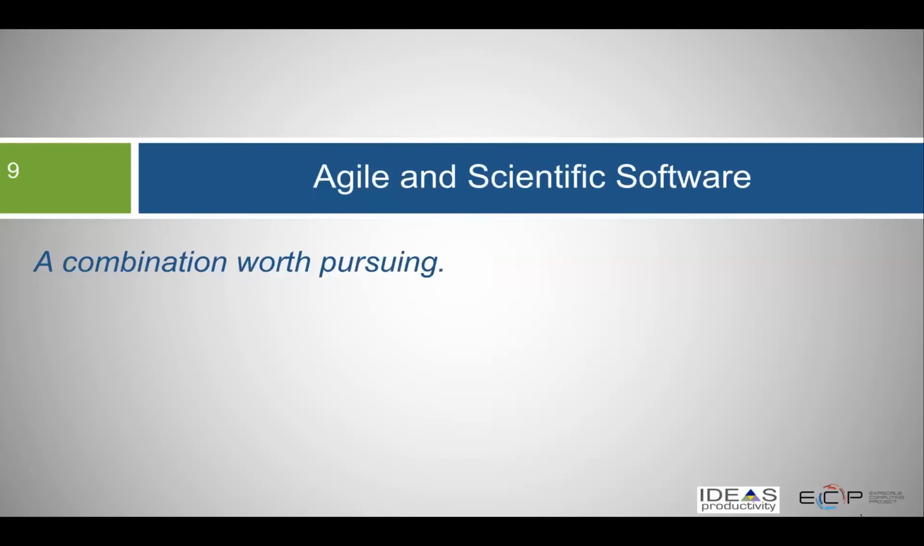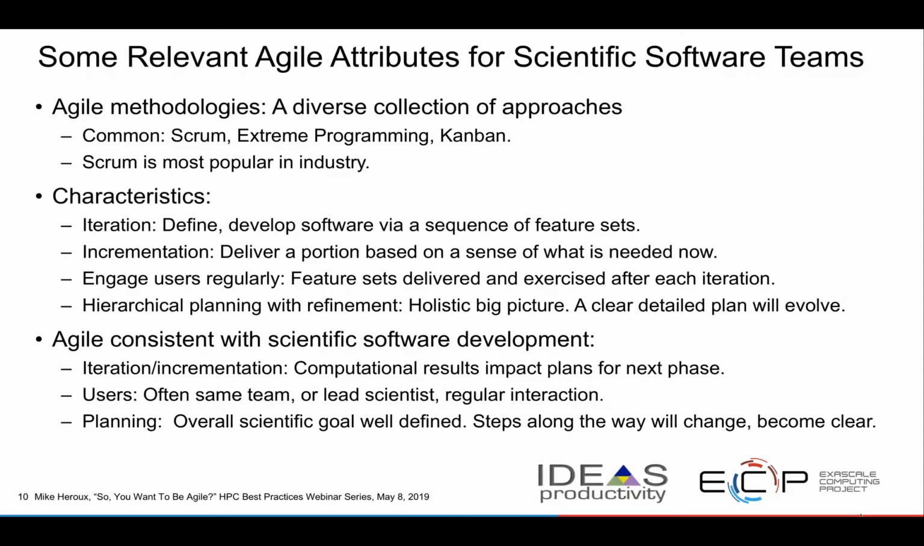All right, so I want to argue that Agile and scientific software are a combination worth pursuing. And so I'm going to try to bring out some relevant Agile attributes for scientific software teams. There are a lot of different Agile methodologies. Probably the most common is Scrum. I'm guessing most people have heard of that. Kanban, extreme programming, less so in recent past, but still around. Scrum is certainly the most popular in industry. I think somewhere upwards of 80% of teams say that they use Scrum.